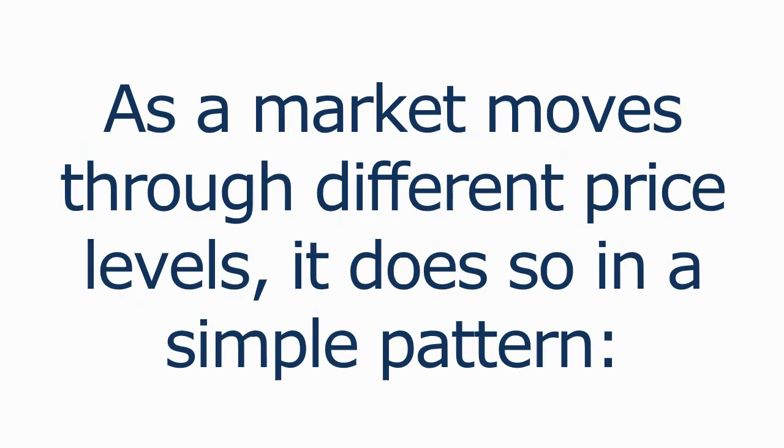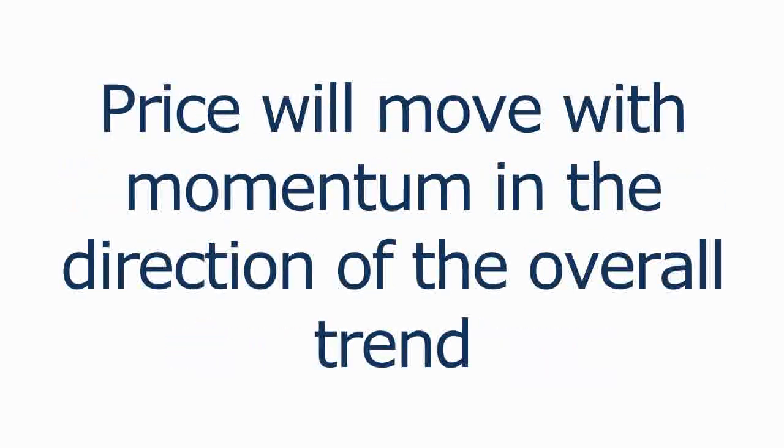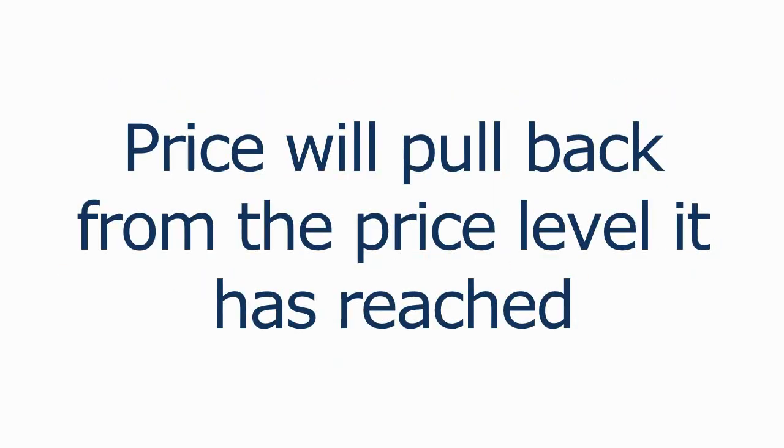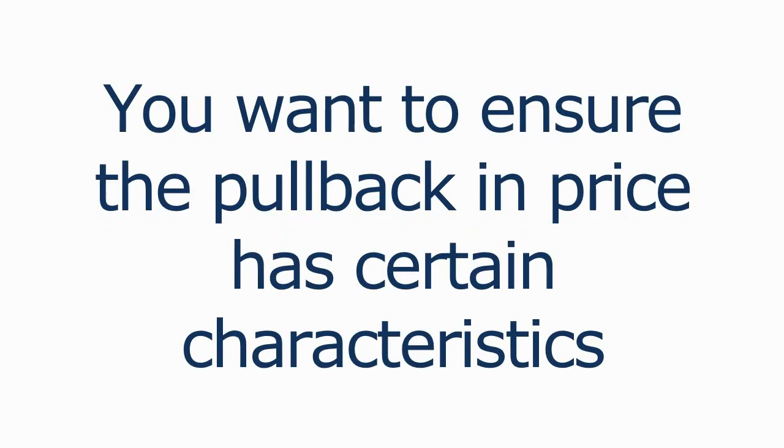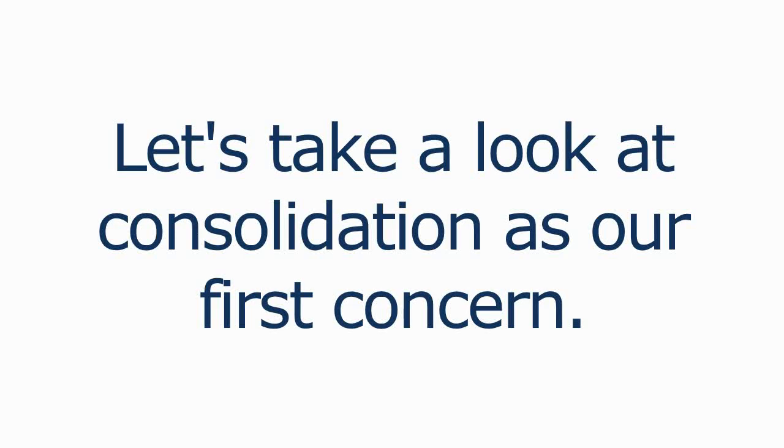As the market moves through different price levels, it does so in a simple pattern. Price will move with momentum in the direction of the overall trend. Price will pull back from the price level it reached. Price will consolidate. You want to ensure the pullback in price has certain characteristics, and those we should concern ourselves with show up in number 1 and number 3. So let's take a look at consolidations as our first concern.